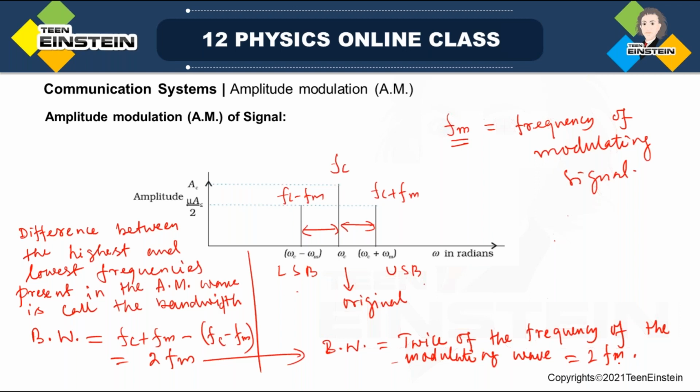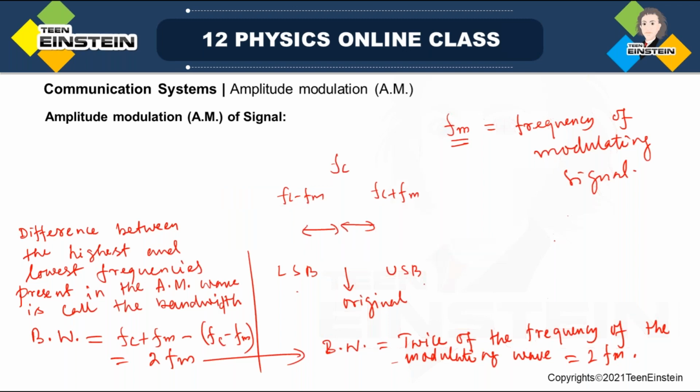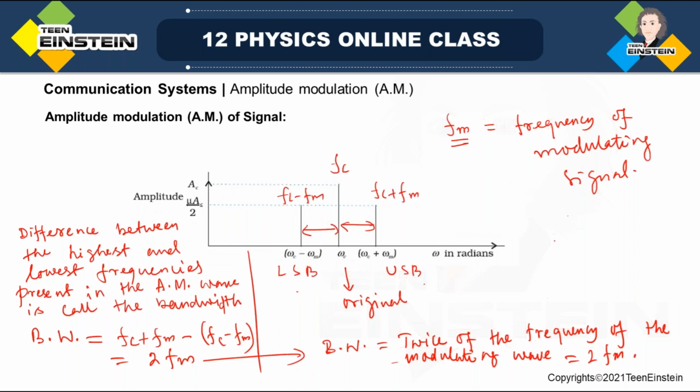So this is the full part of the derivation. Now we'll try to see various types of waveforms of a carrier wave that has been amplitude modulated with respect to various amplitude modulation factors. We have learned modulation factor, right?